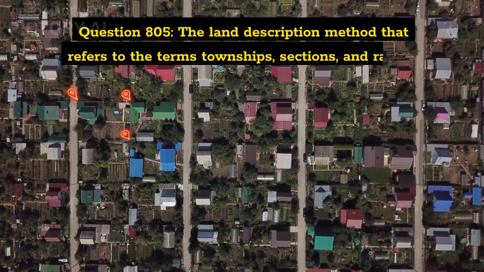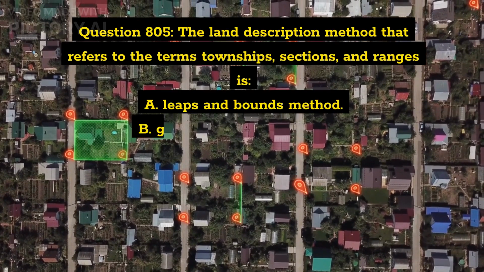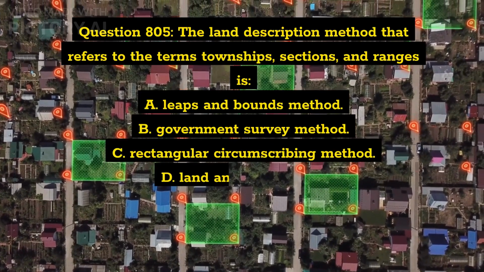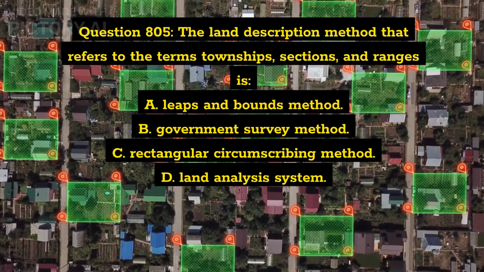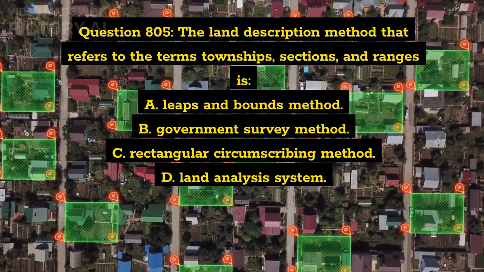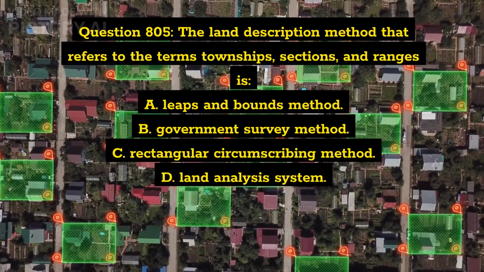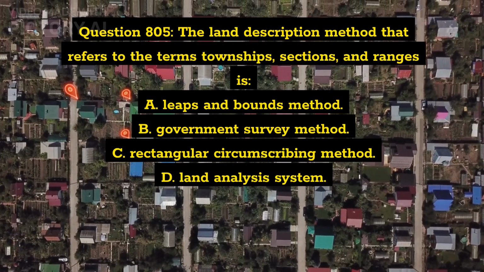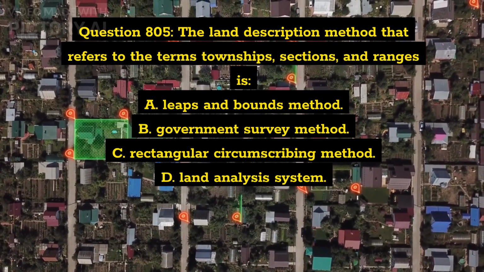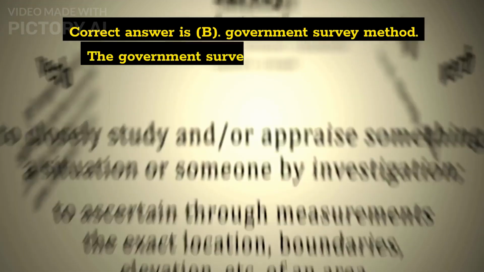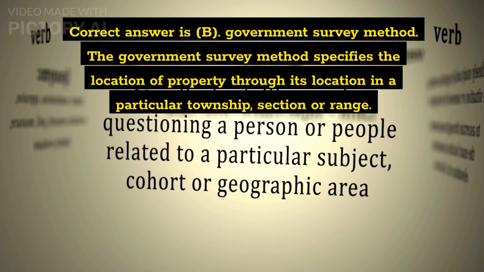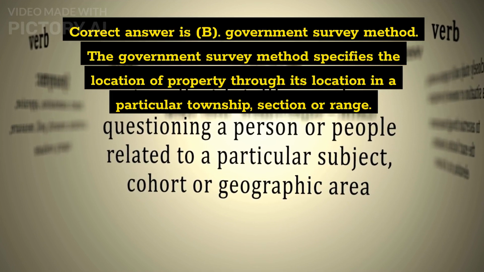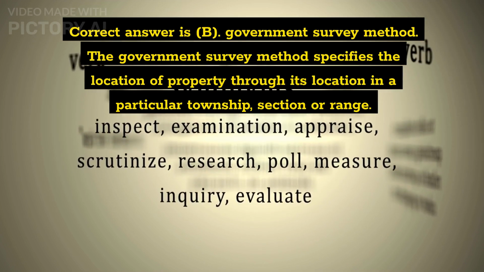Question 805. The land description method that refers to the terms townships, sections, and ranges is: A. Leaps and bounds method, B. Government survey method, C. Rectangular circumscribing method, D. Land analysis system. Correct answer is B. Government survey method. The government survey method specifies the location of property through its location in a particular township, section, or range.